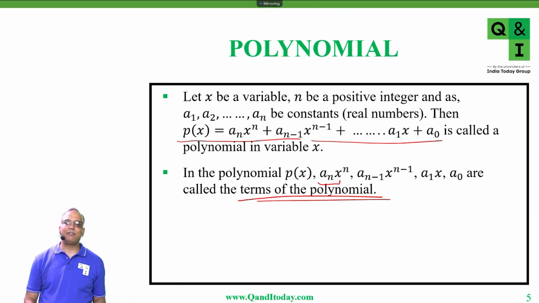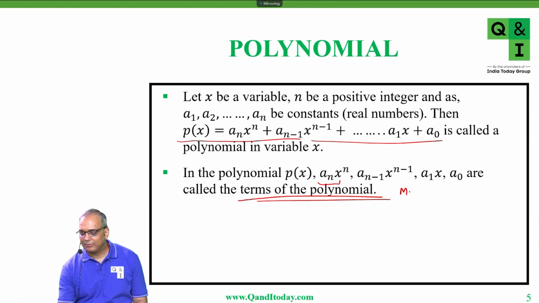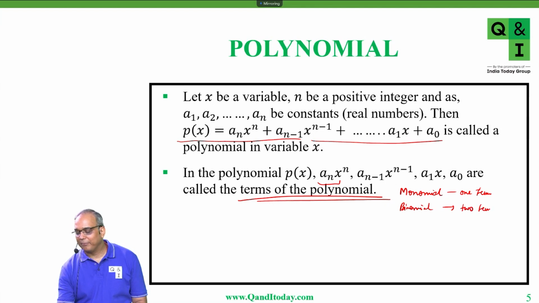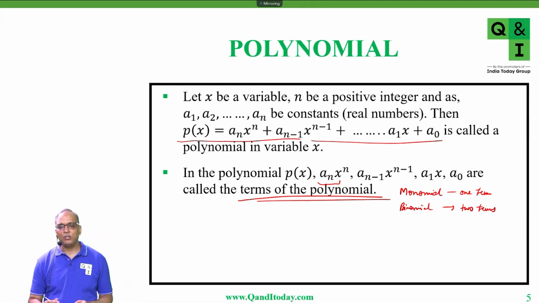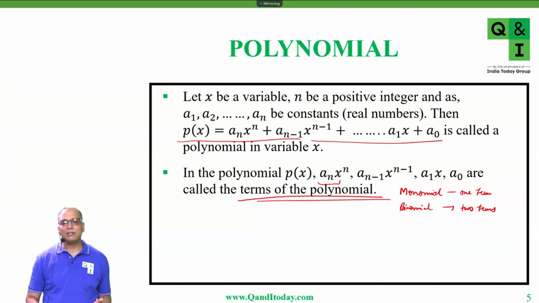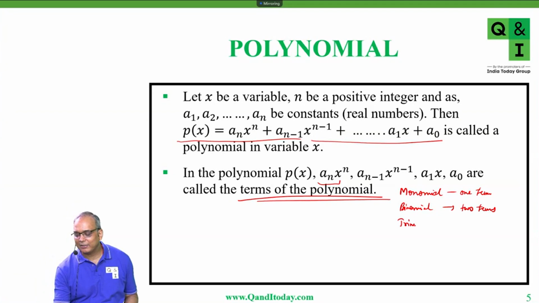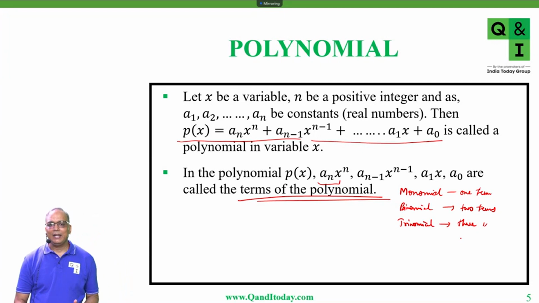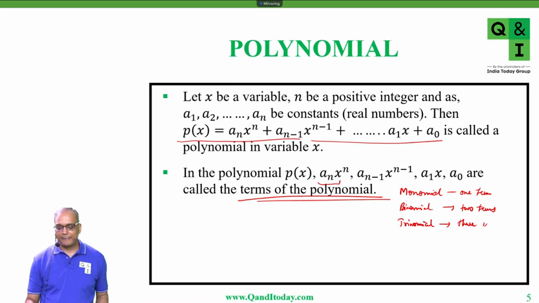Now, in the previous grade, we have seen if there is only one term in the polynomial, we call it monomial. If there are two terms, we call it binomial. So you can divide polynomials into different types according to the number of terms. If we have three terms, we call this polynomial trinomial. And in general, these are called polynomials. Is it clear?